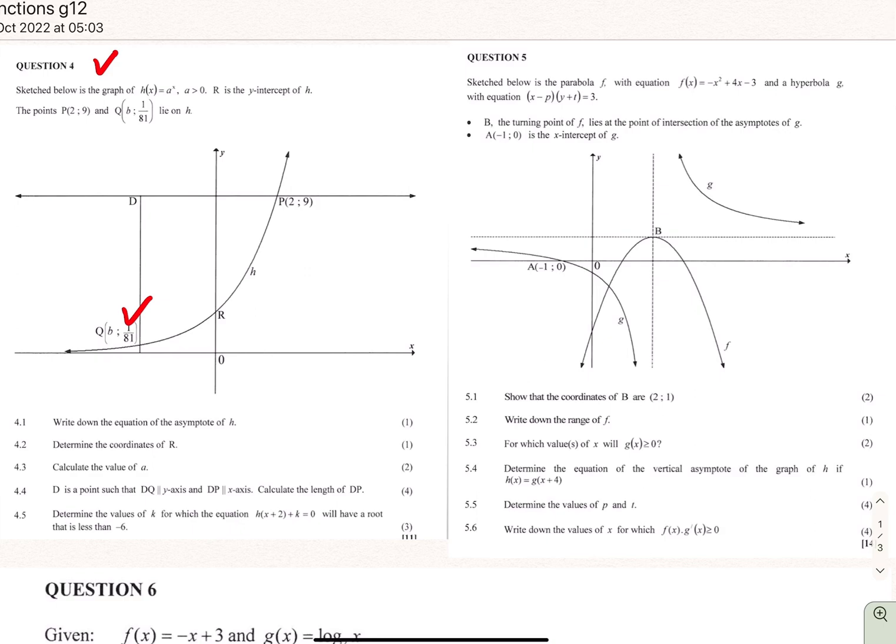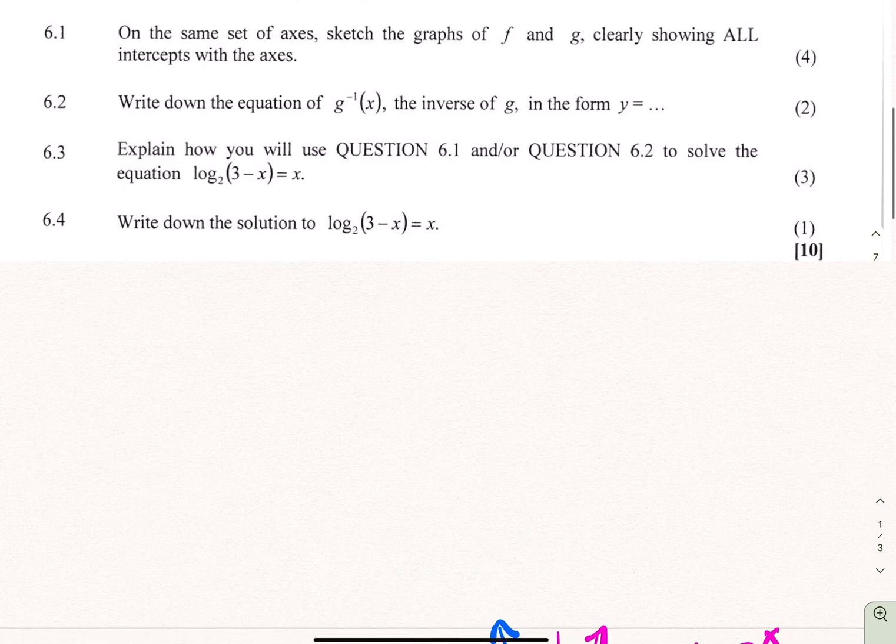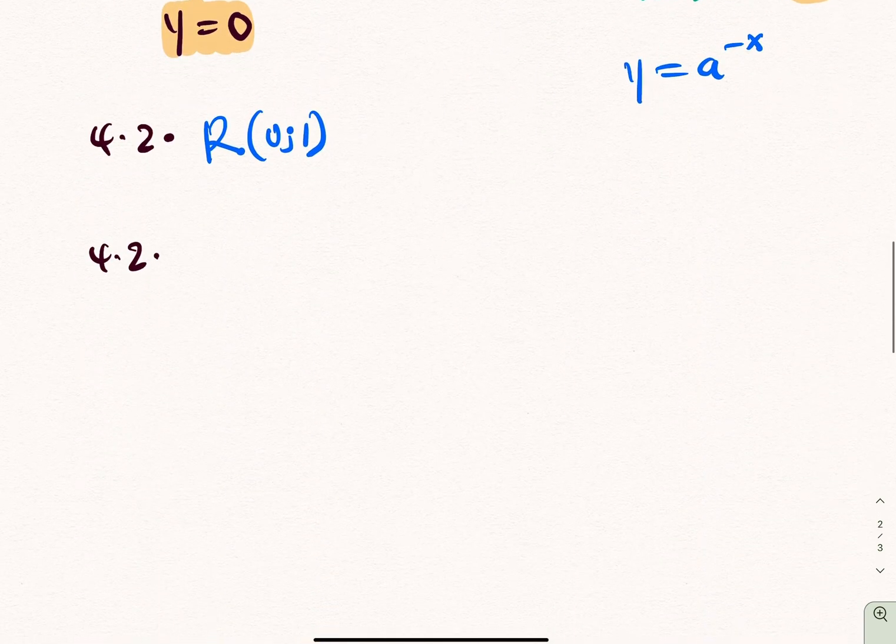So now we want to find the value of A. If I knew the point Q, I was going to use that. But because I know the point P, I'm going to substitute the point P in H, because the point P passes through H. So I'm going to substitute that point into H.